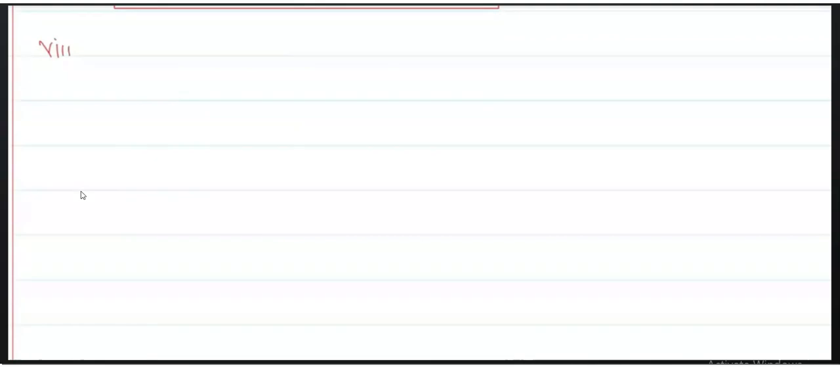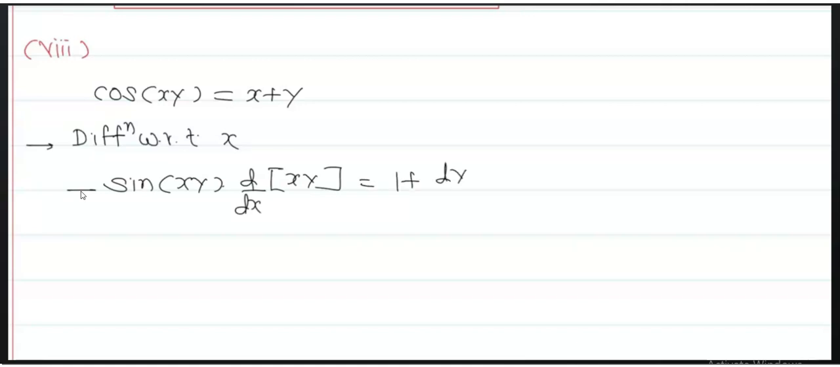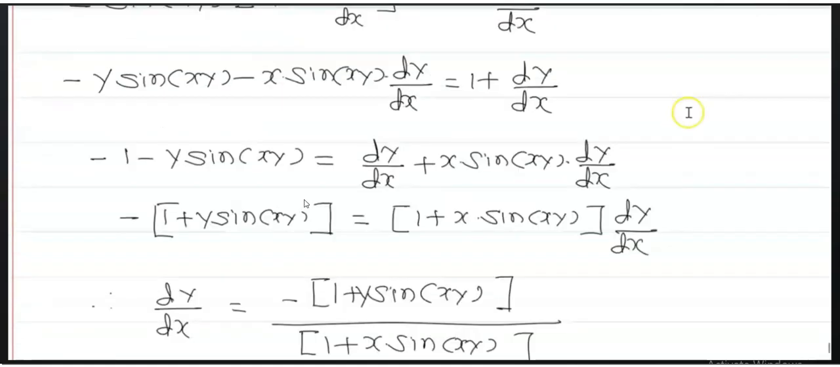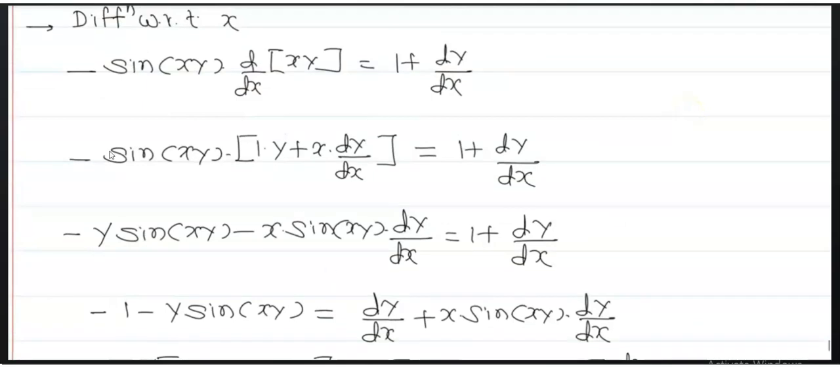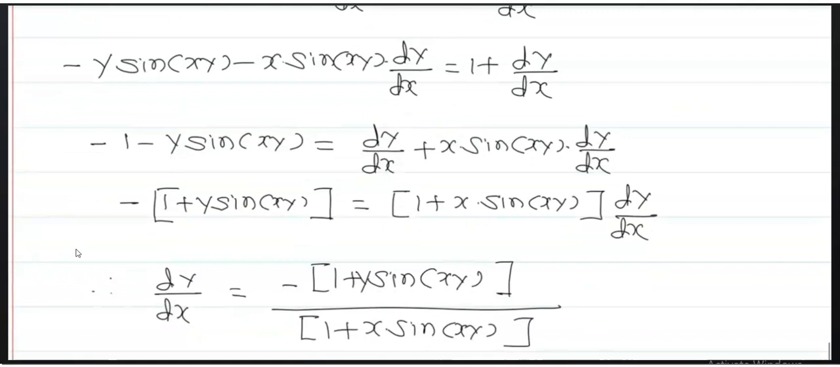Next is the 8th one. cos of xy is equal to x plus y. Now differentiate this with respect to x. Cos of xy, its derivative is minus sin of xy into d/dx of xy. Therefore, I will show this example.